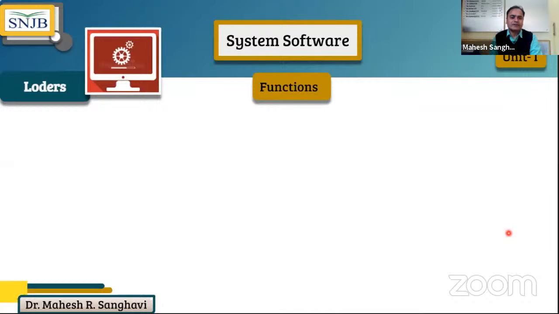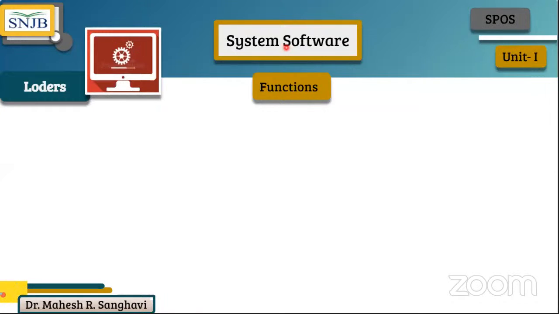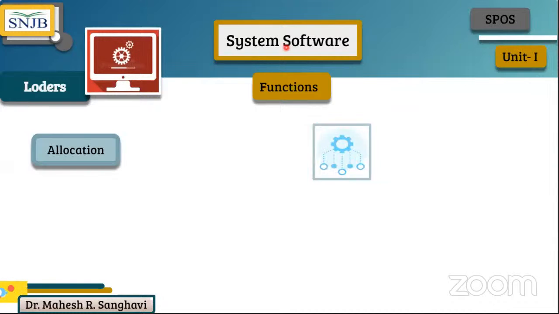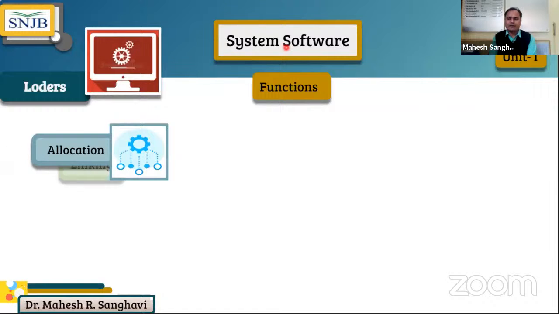So let's start with a review of the last session. If you remember, we started with system software, and in system software we have seen certain important features. There are various system softwares that we have studied. One of them is the text editor. Then we have seen the loader, and we also saw the functions of the loader. There are four major functions of the loader. If you recall, the first was allocation. We are able to allocate the memory.